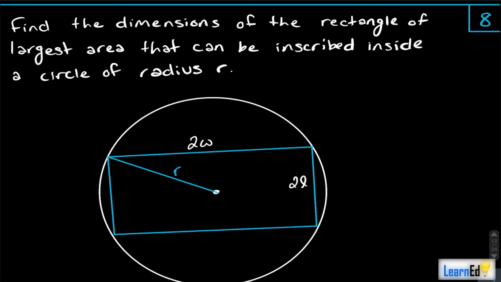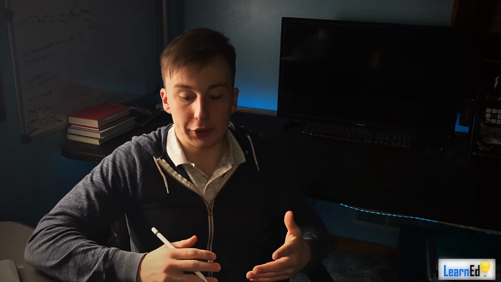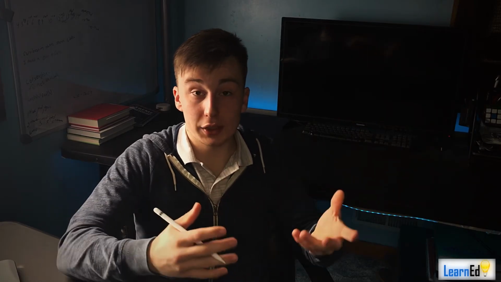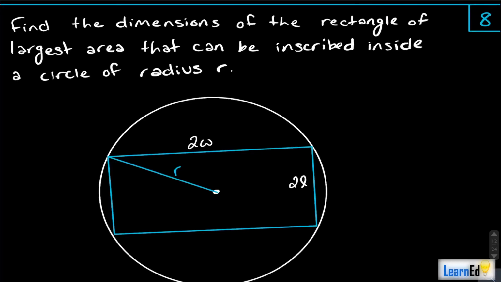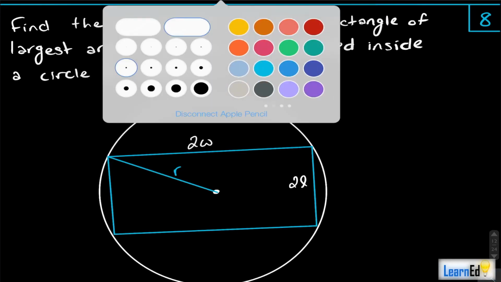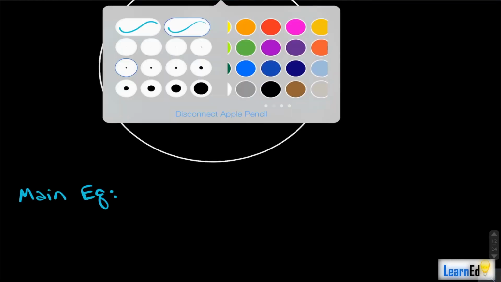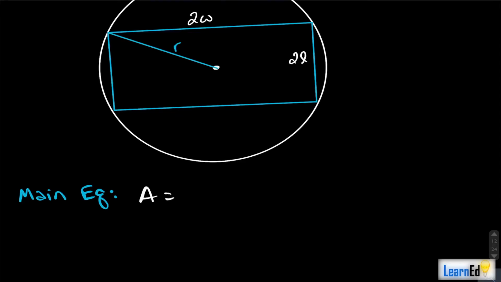Okay, now here, we're trying to find the dimensions of the rectangle of largest area. The area of a rectangle, that's our main equation. We're finding the largest area of a rectangle, so that's the equation that we're optimizing. So our main equation is simply that area equals length times width.